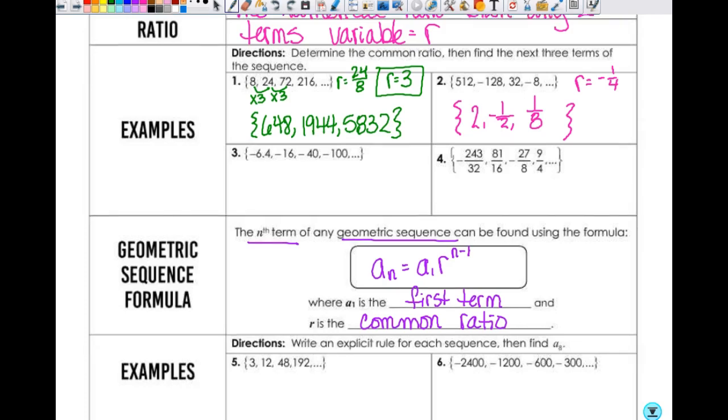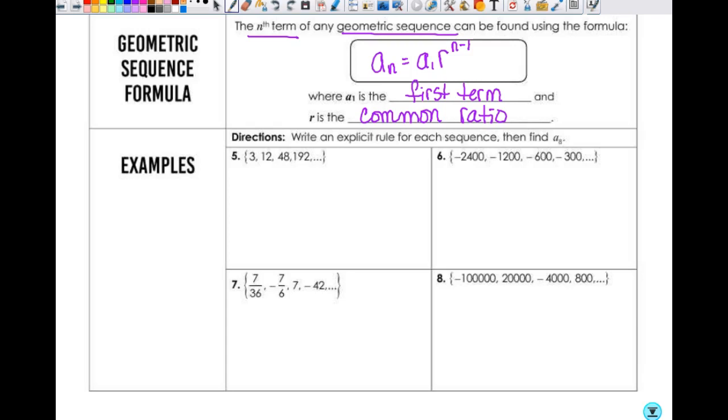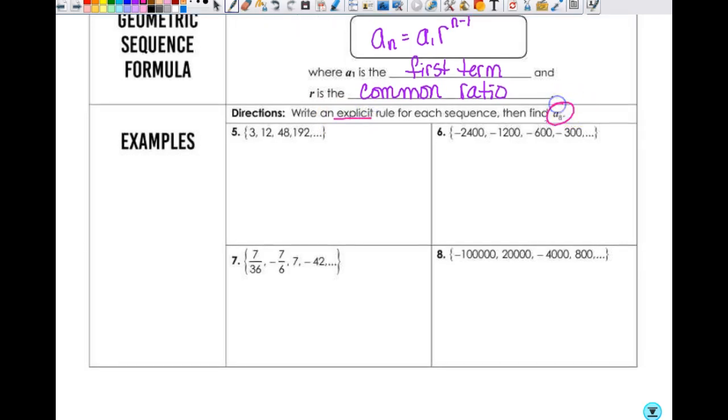All right. So let's look at, we're going to start with number 6. We're going to write an explicit formula using this right here that we have, and then we're also going to find A8. So in order to find that, we have to know A1. Well, A1 is negative 2400. Then we also need R. And in this case, we know they're geometric, so we don't have to test them. We just have to find what R is. So R would be positive because the signs stay the same, right? A positive what? 1/2. Okay.